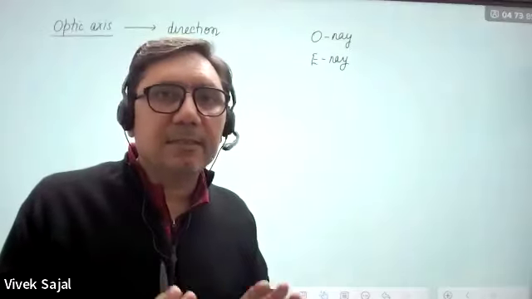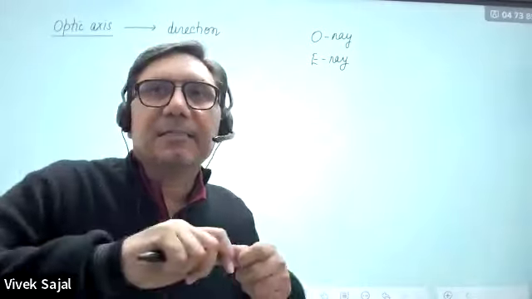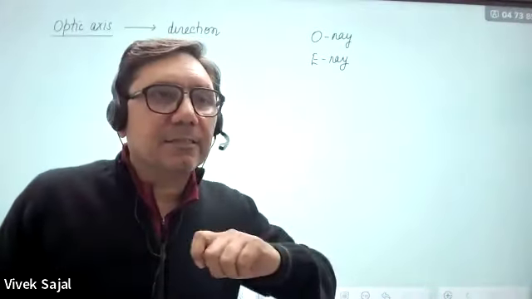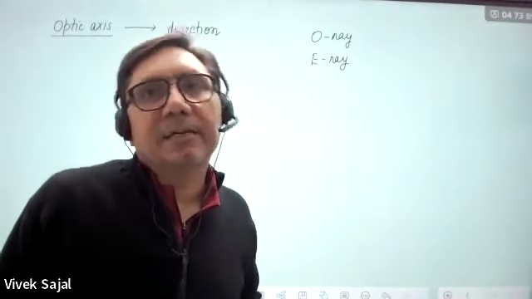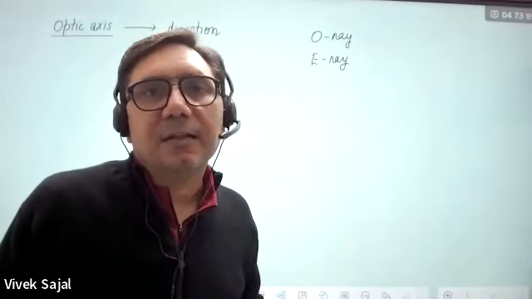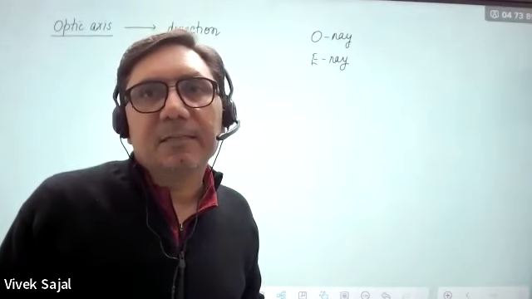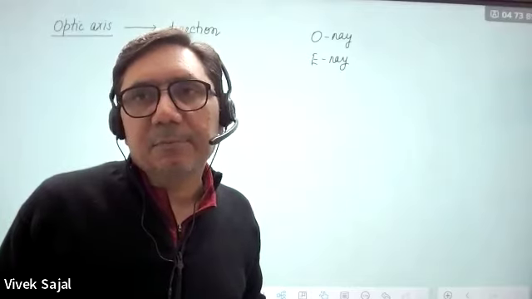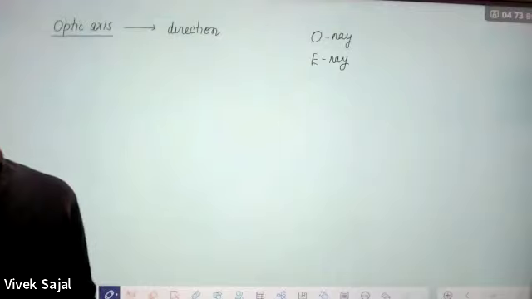The reason is that optic axis is not a particular line. Optic axis is a direction. You can write in the next line: optic axis is not a line; rather, it represents a direction.